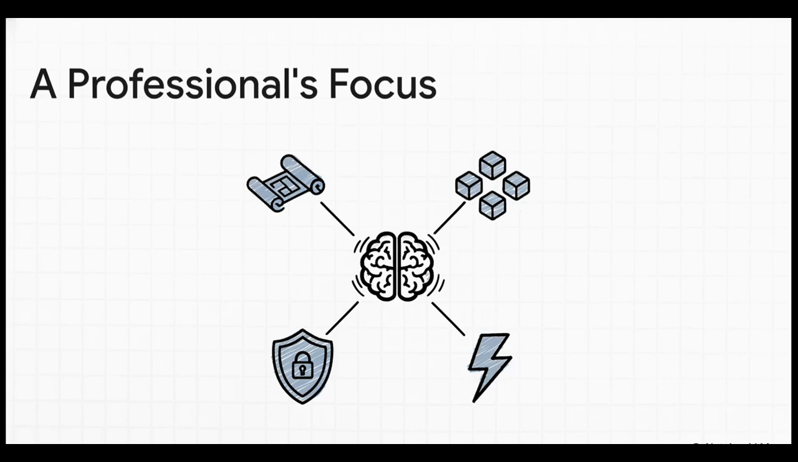A clean architecture, that's your project's blueprint. Reusable components, so you're not constantly rebuilding the same thing over and over. Something called separation of concerns, which is just a fancy way of saying you keep different parts of your code from getting messy and tangled. And of course, the big ones. Rock-solid security and making sure everything is optimized to be as fast and efficient as possible.